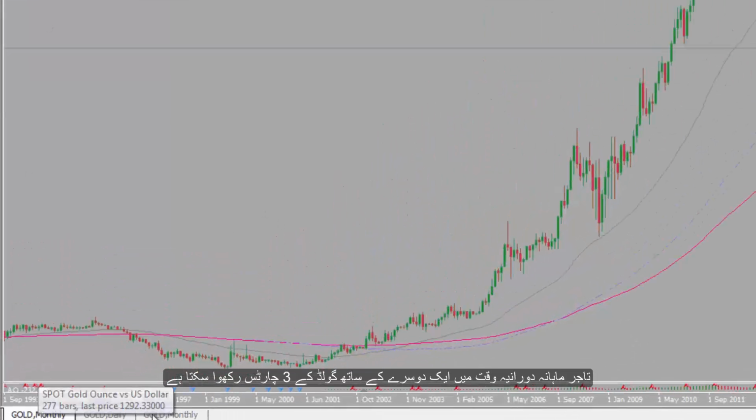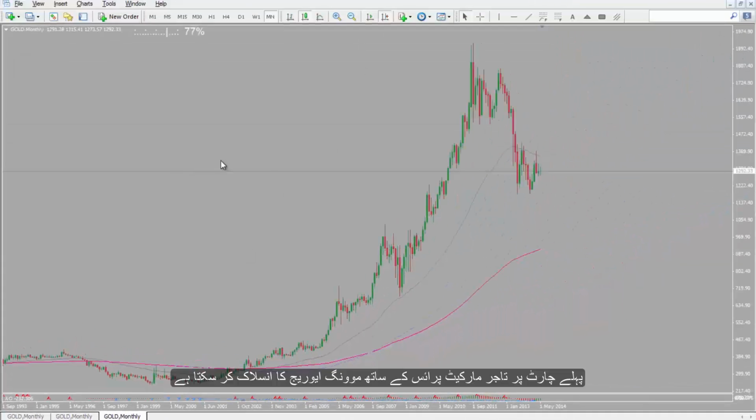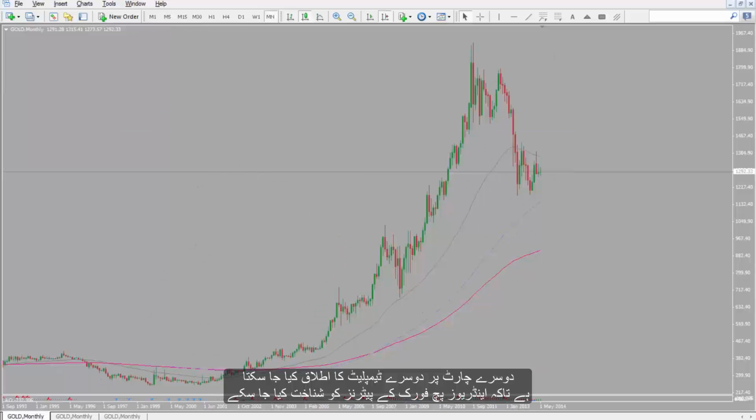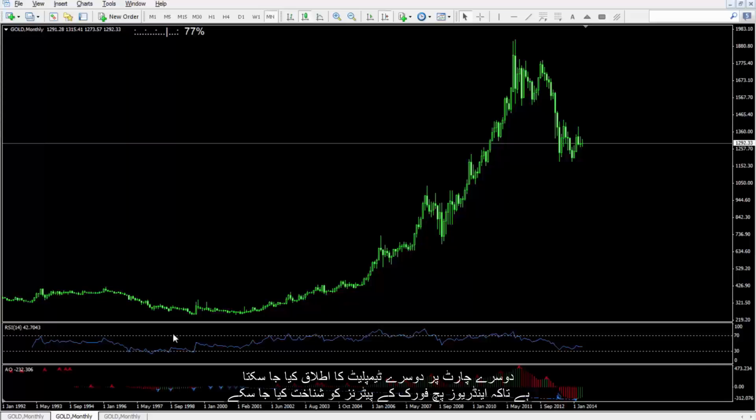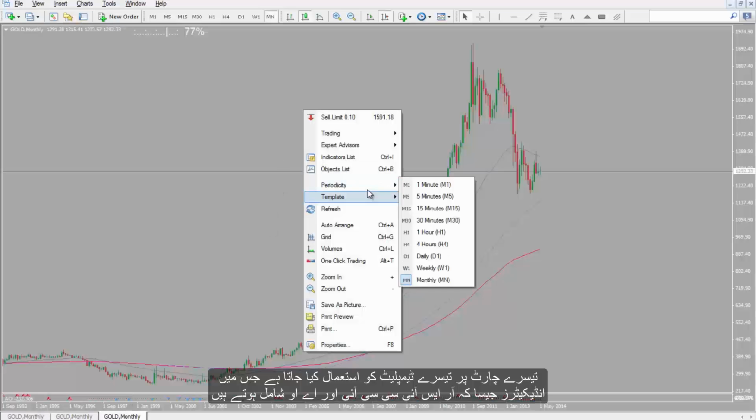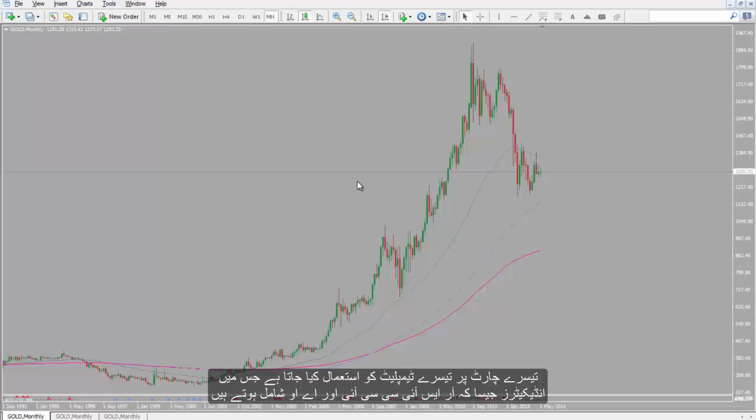A trader can place 3 charts of gold next to each other with a monthly time frame. On the first chart, a trader can attach a moving average to the market price. On the second chart, a second template can be applied so that it is set to detect Andrews pitchfork patterns. On the third chart, a third template is utilized that includes indicators such as RSI, CCI, and AO.